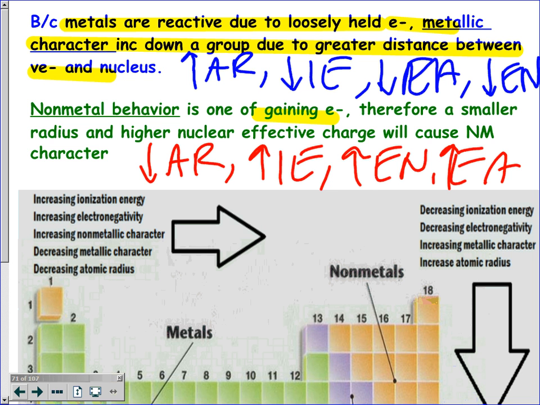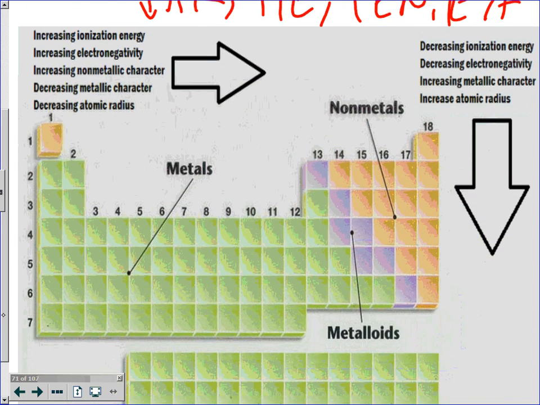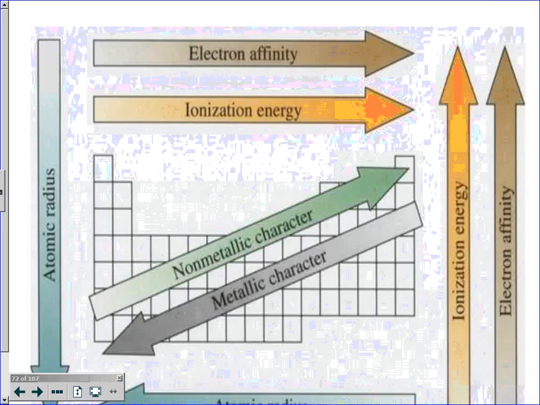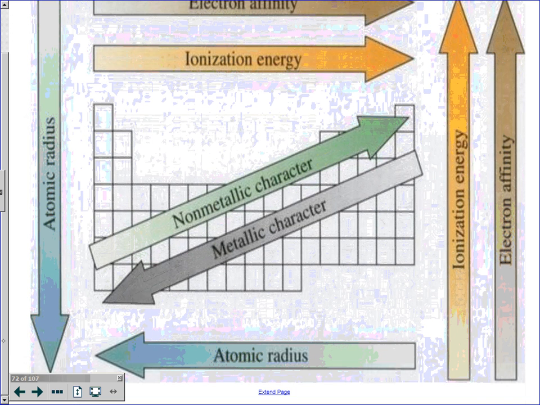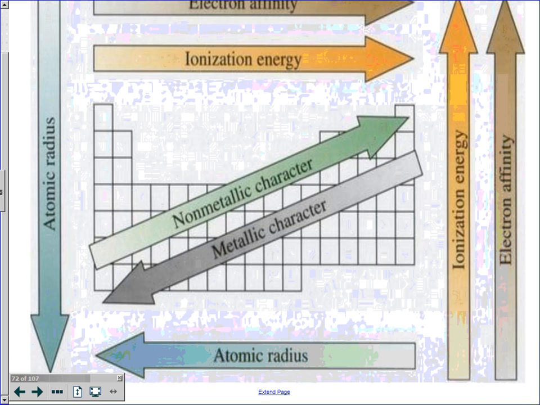Can I go past this? Metallic means to lose electrons, and non-metallic means to gain electrons. And then this is just a nice conclusion to the general trends. Of course, there are exceptions. Metallic character increases down and to the left. It follows the same trend as who? Atomic radius. Non-metallic character increases up and to the right, which follows the same trend as everything else.